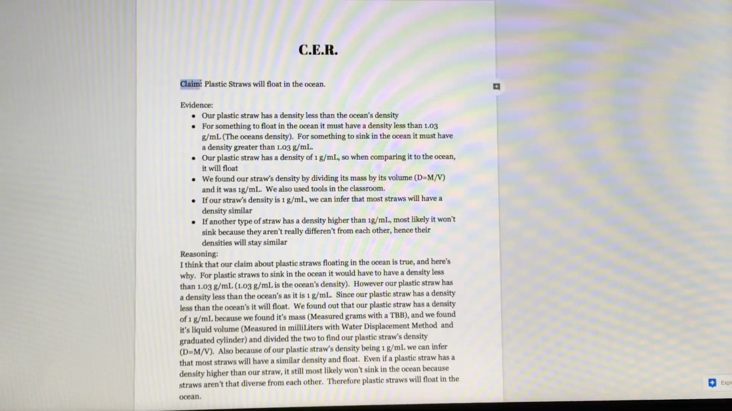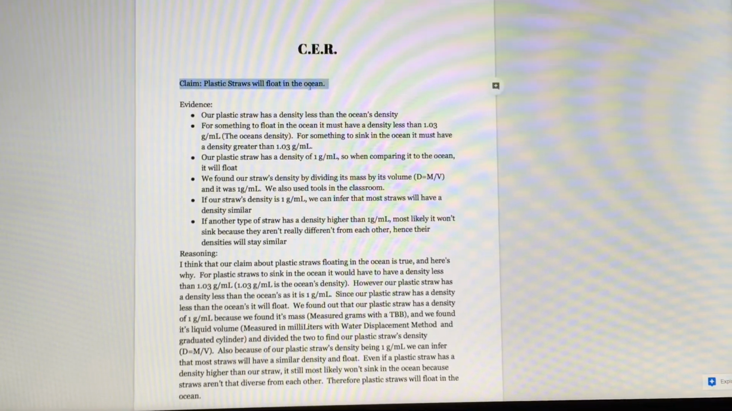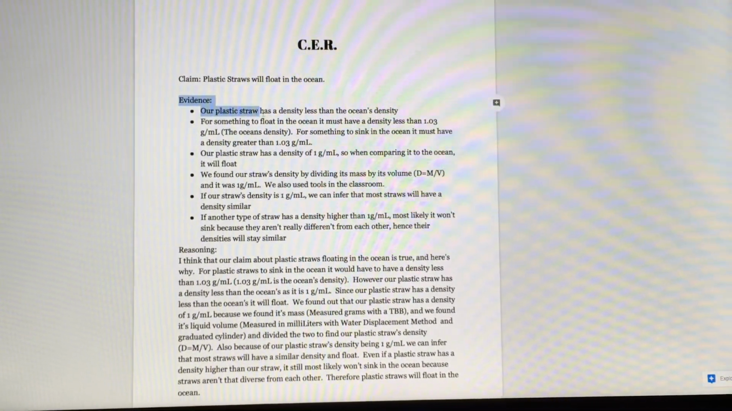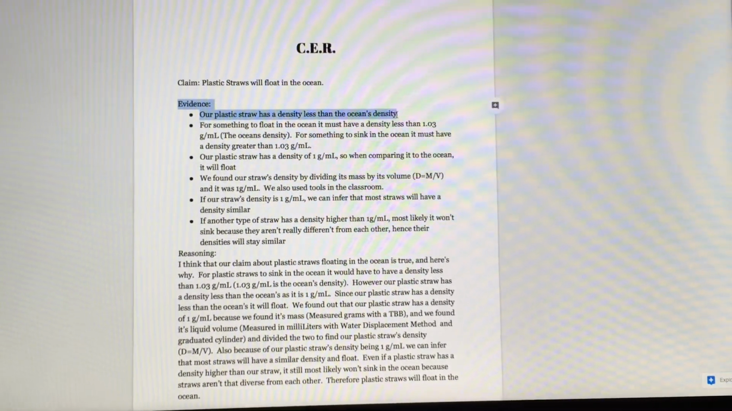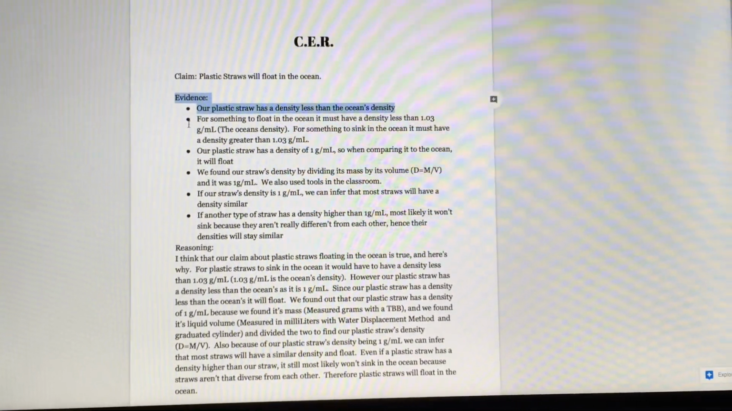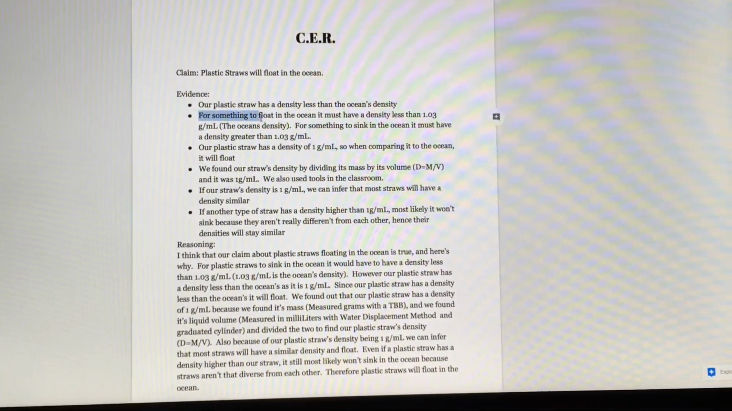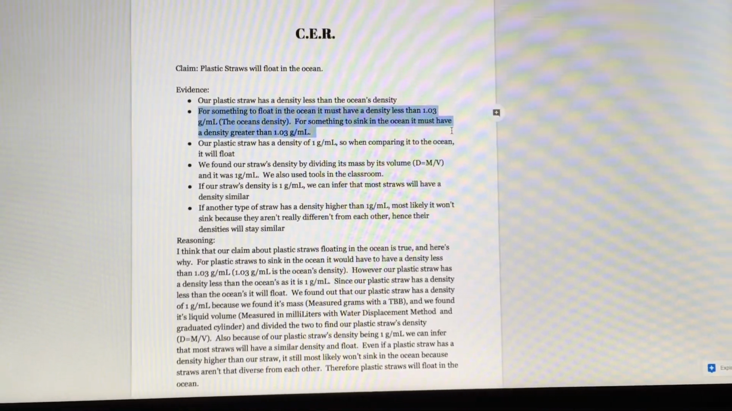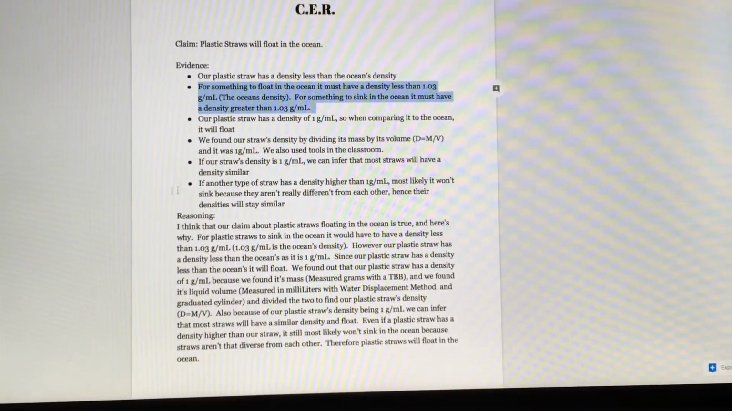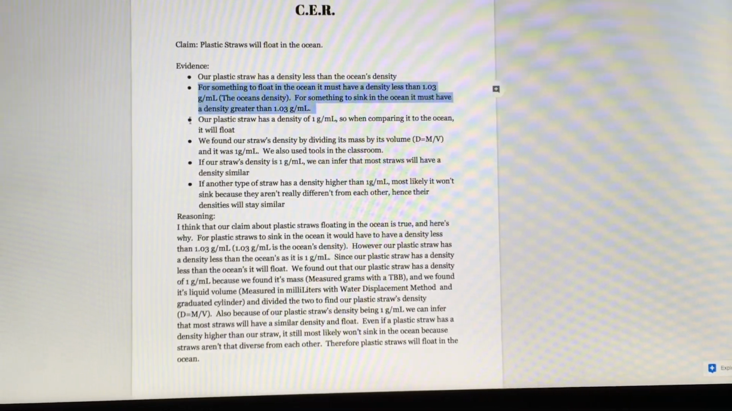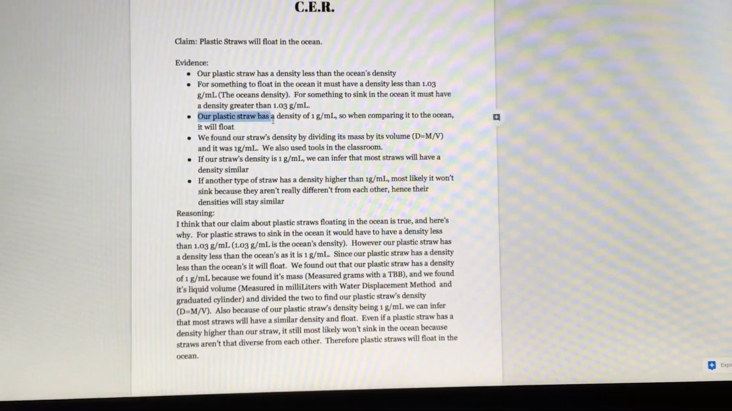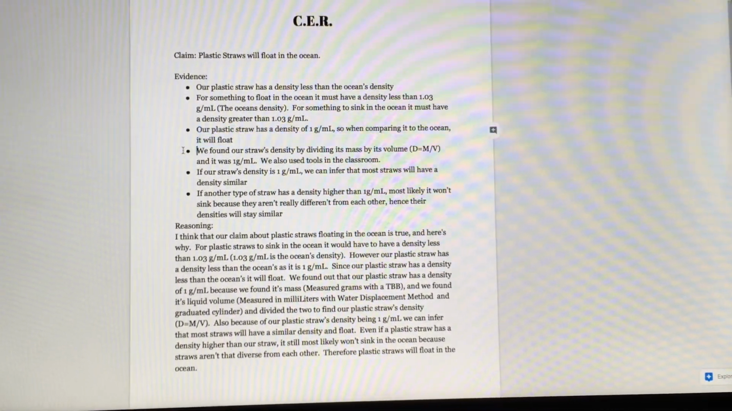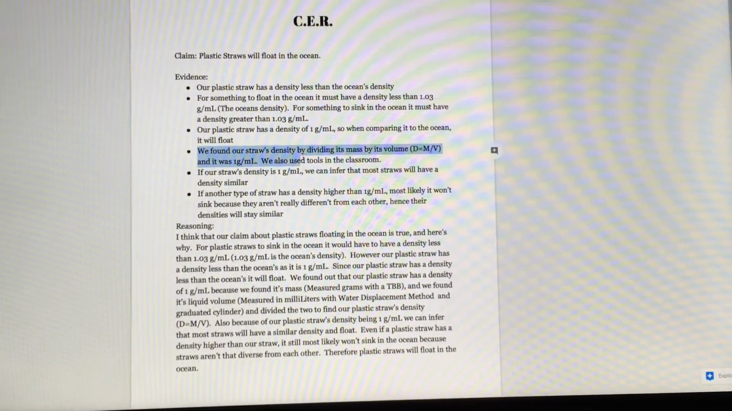So our claim is that plastic straws will float in the ocean. Our evidence is that our plastic straw has a density less than the ocean's density. For something to float in the ocean, it must have a density less than 1.300 grams per milliliter, which is the ocean's density. For something to sink in the ocean, it must have a density greater than 1.300 grams per milliliter. Our plastic straw has a density of 1 gram per milliliter, so when comparing it to the ocean, it will float. We found our straw's density by dividing its mass by its volume, and it was 1 gram per milliliter.